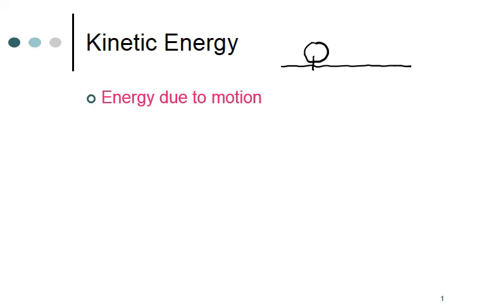The first type of energy that we're going to look at is kinetic energy. This is the energy due to motion. So if you think about an object that's moving, what distinguishes the energy of that object is a couple of things. How much mass does the object have? The more mass that you have, the more kinetic energy you'll have. And then how fast is it going?